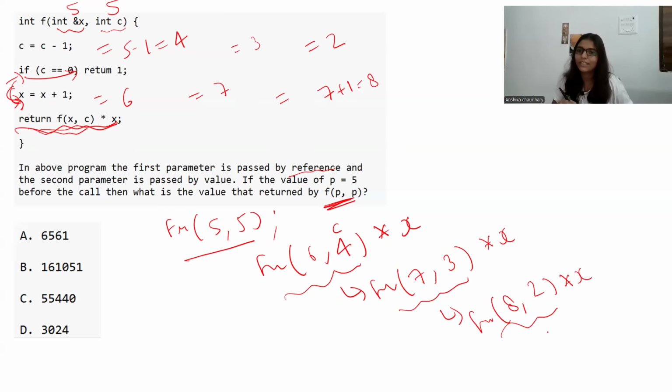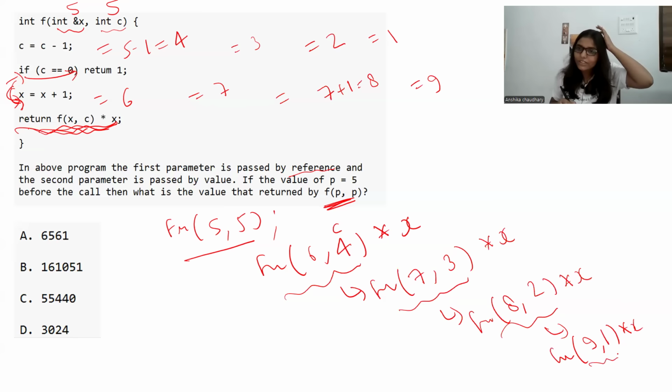Now this function call will take place. So again the same thing will happen. C assign C minus 1. That means it will now become 1. And once again C is not equal to 0, so we will come here, x assign x plus 1. That means it will become 9 now. And the same thing will return here. This function call will now go for 9 comma 1 into x, right?